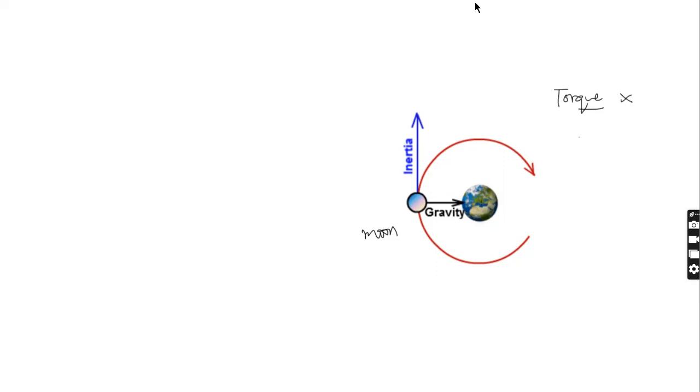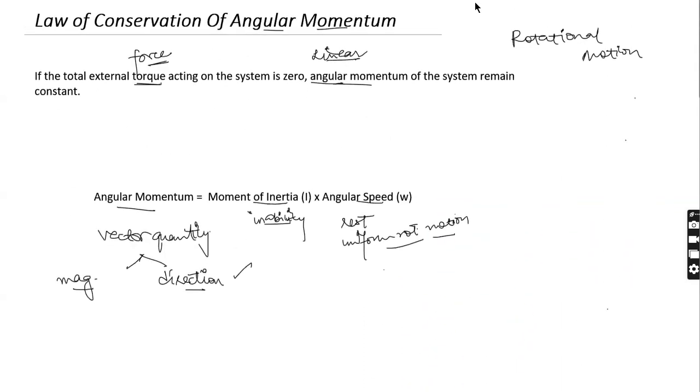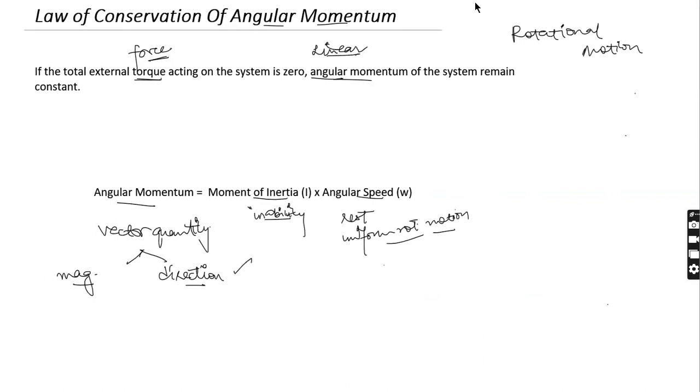It is zero here. So its direction as well as magnitude of angular momentum would be constant throughout the motion. That's why by using the definition of law of conservation of angular momentum, we can say that moon would remain in the elliptic orbit around the earth as there is no external torque acting on the system.